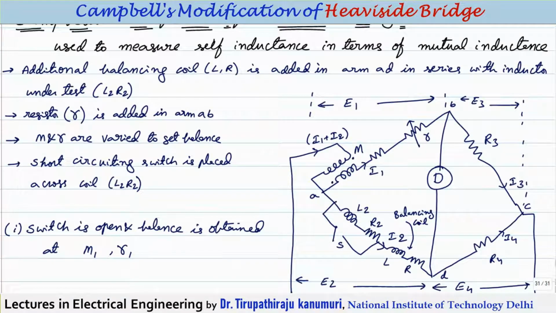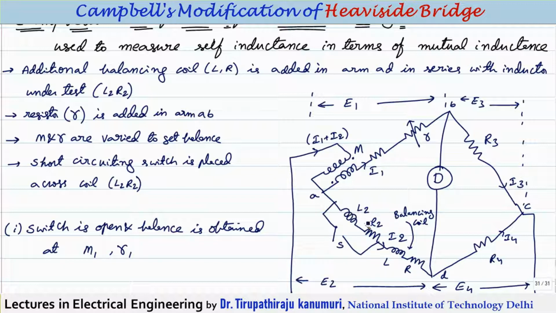So in order to do this, in the Heaviside bridge, we add one extra variable resistor in series with this coil in the branch AB, and one more balancing coil is added with the unknown inductor in the branch AD. That means two modifications are done. One is the balancing coil added in series with the unknown coil, and one variable resistance is added in the branch AB to get the balance. And here one more short circuiting switch is added across the unknown inductor.